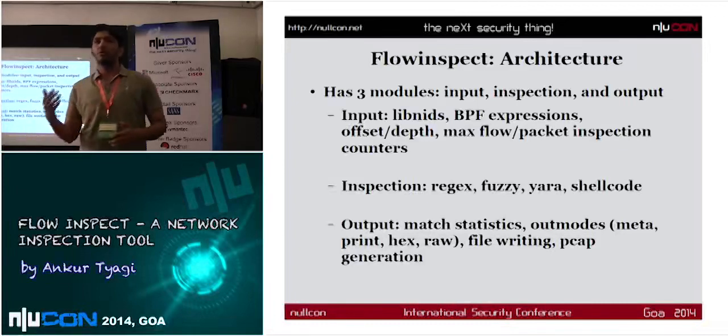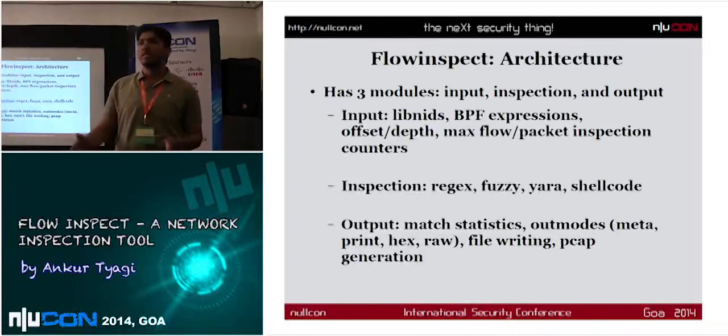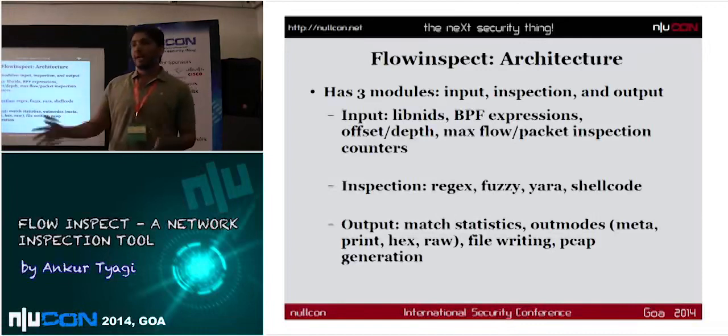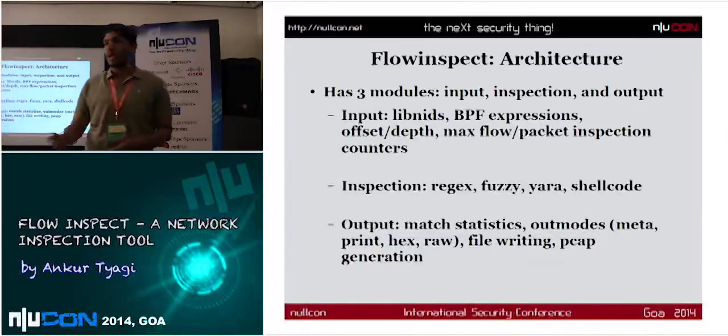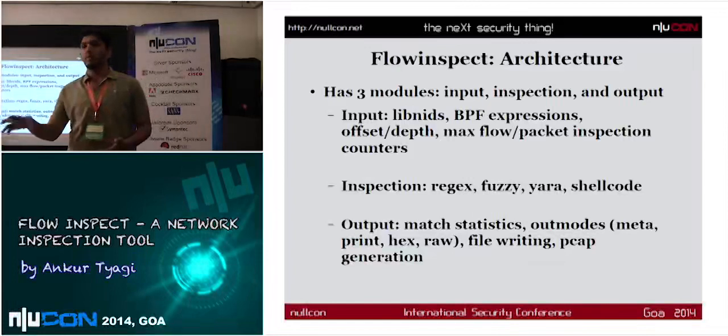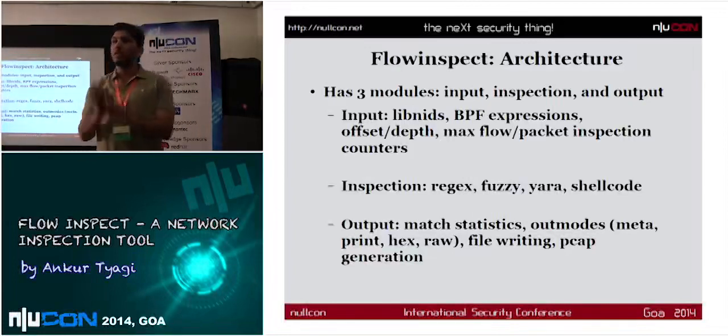So for example, if you would like to inspect only the first 100 streams or the first 100 packets in the network, you can use a CLI option and mention 100 to be the maximum number of packets that should be inspected. After 100 packets, if no match was found, Flowinspect would stop at that point.